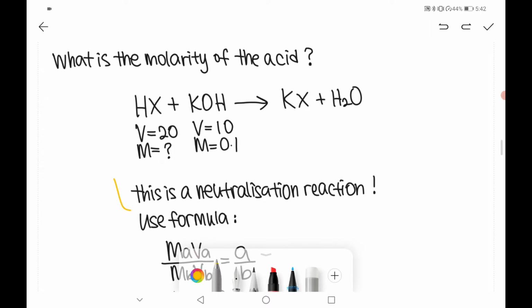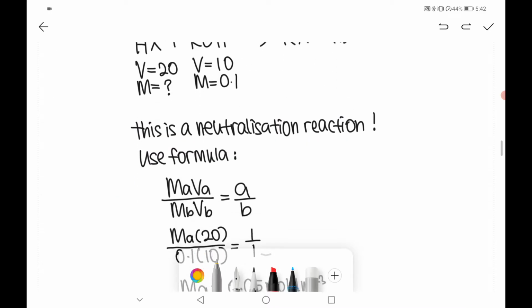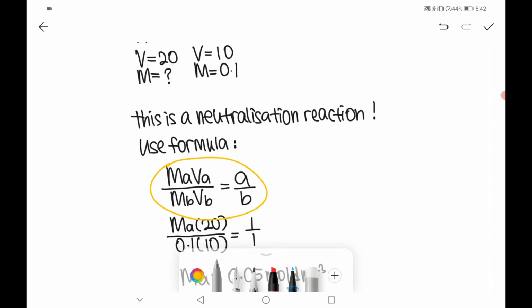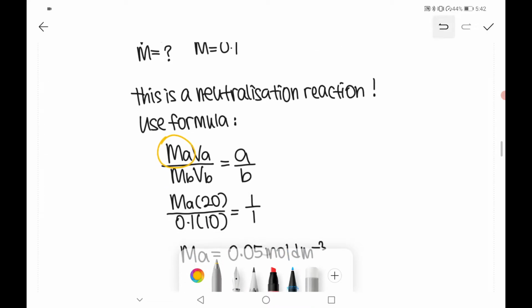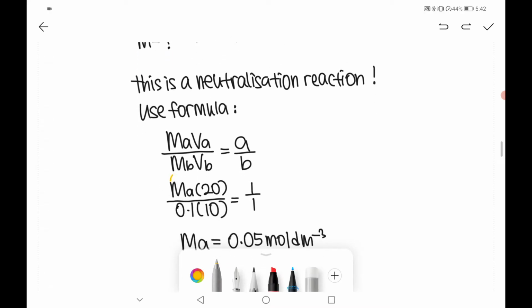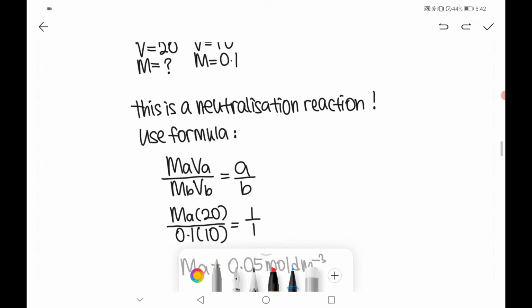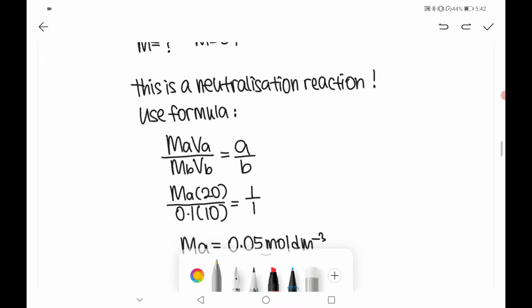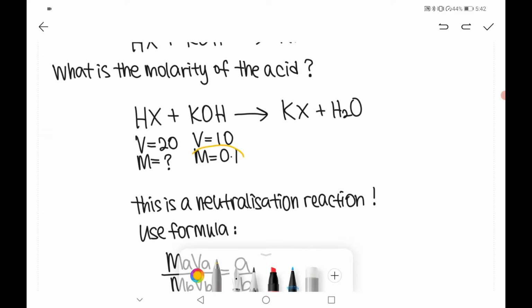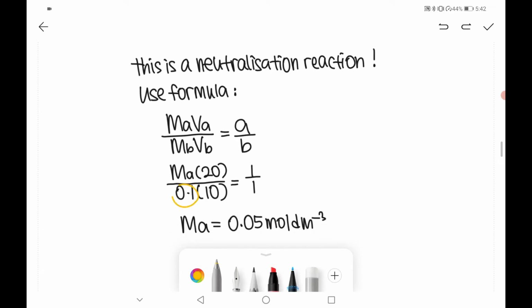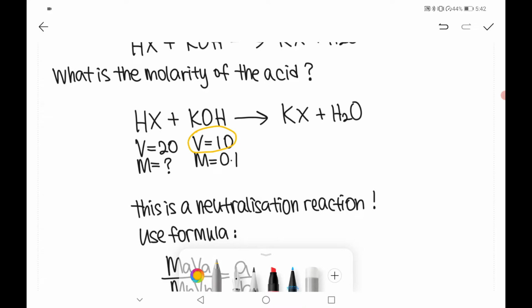So we know this is a neutralization reaction. When acid reacts with alkali, producing salt and water, this is a neutralization reaction. We can use the formula. So put in all the things you know. Ma is the concentration of acid, which you don't know, so we copy the Ma here. Va is the volume of acid, which is 20. You put it here. Mb is the concentration of the alkali, which is 0.1. Vb is the volume of alkali, which is 10. You put it here.